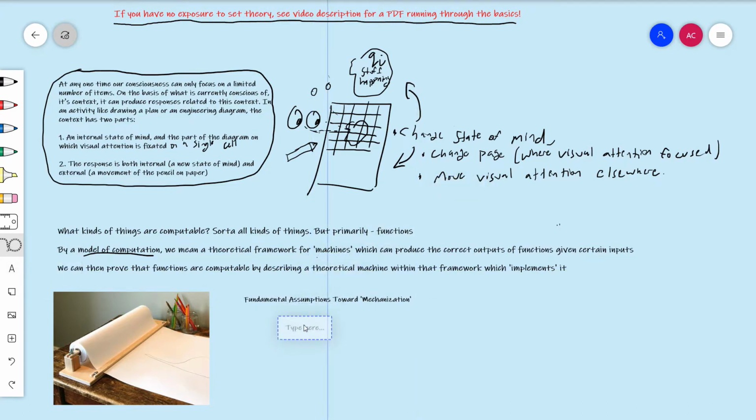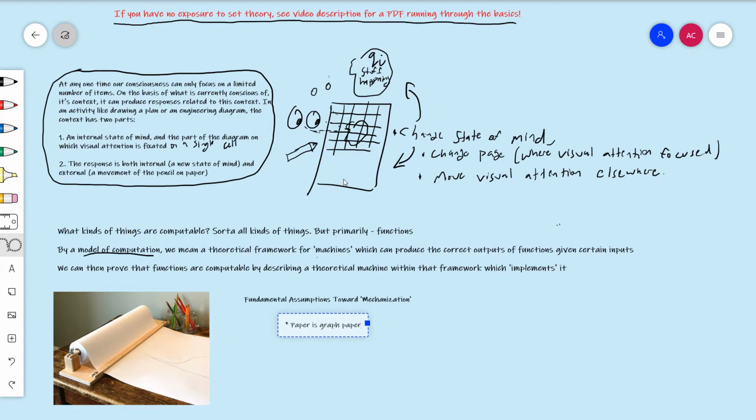Okay, so the first assumption I'm going to make is what I already sort of drew, is that the paper is graph paper. I'll make this a bulleted list. Paper is graph paper. And the reason I want to do that is sort of obvious, right?